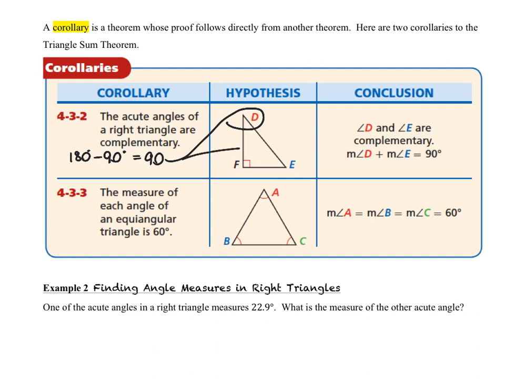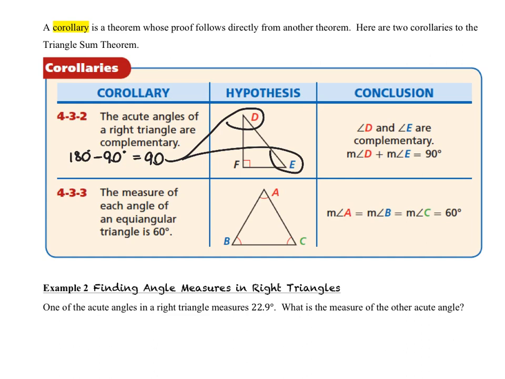So the other 90 degrees need to come from the sum of angles D and E. Some of you might be tempted to think that that means they need to be equal or congruent angles with a 45-degree measurement, but that is not the case. We could have an infinite number of combinations, and that leads us to the next corollary.